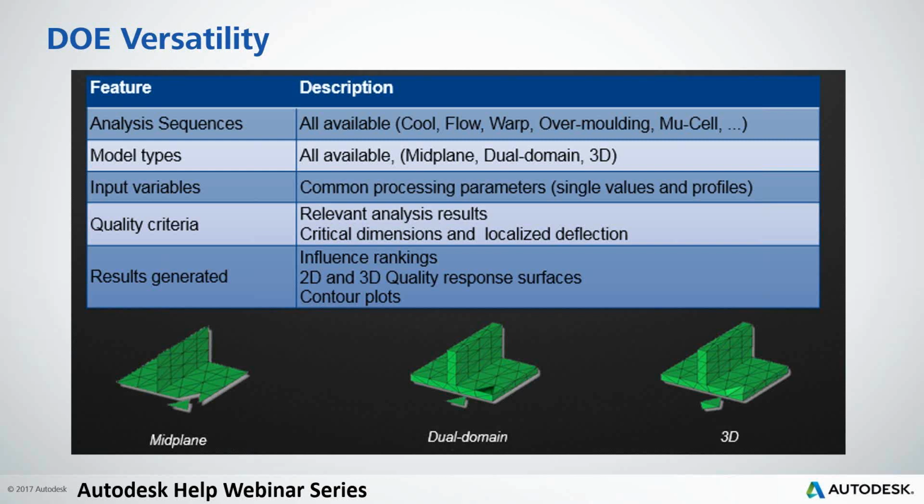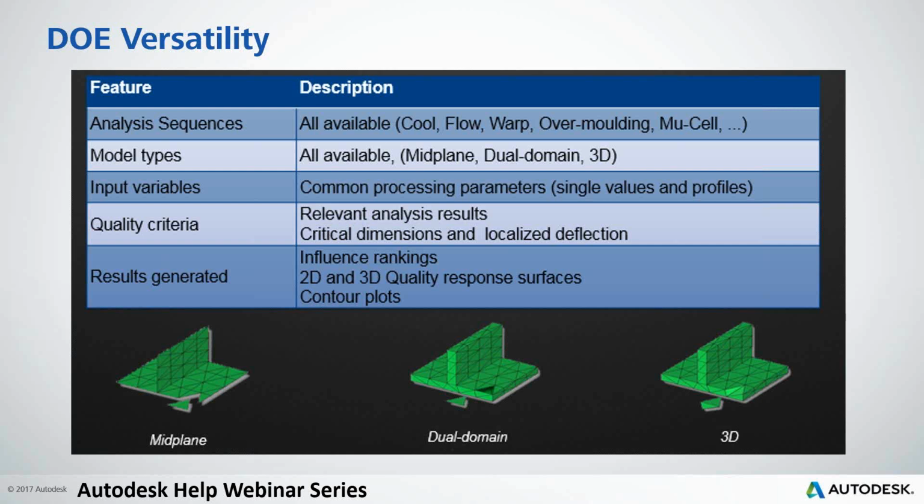The quality criteria for a DOE includes all relevant results to the analysis being run and the ability to define critical dimensions and areas of the part for investigation. DOE results include variable influence rankings and 2D and 3D quality response surface contour plots.